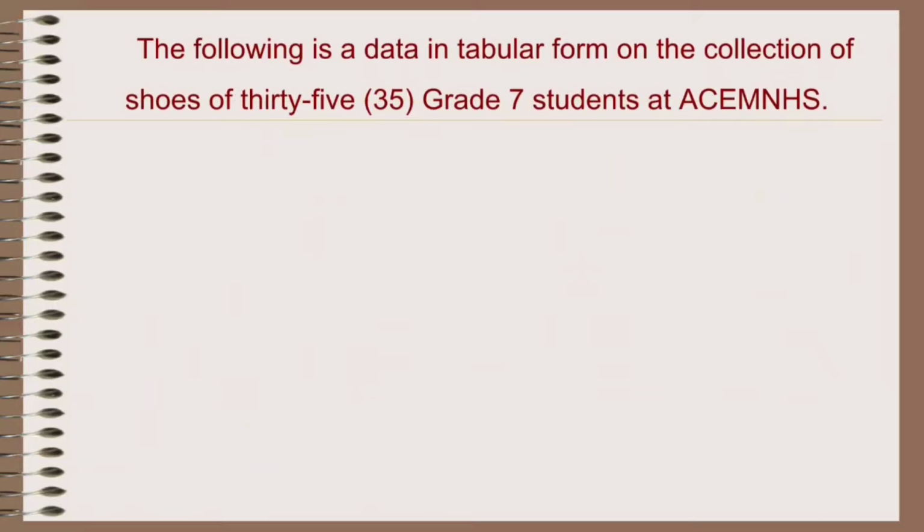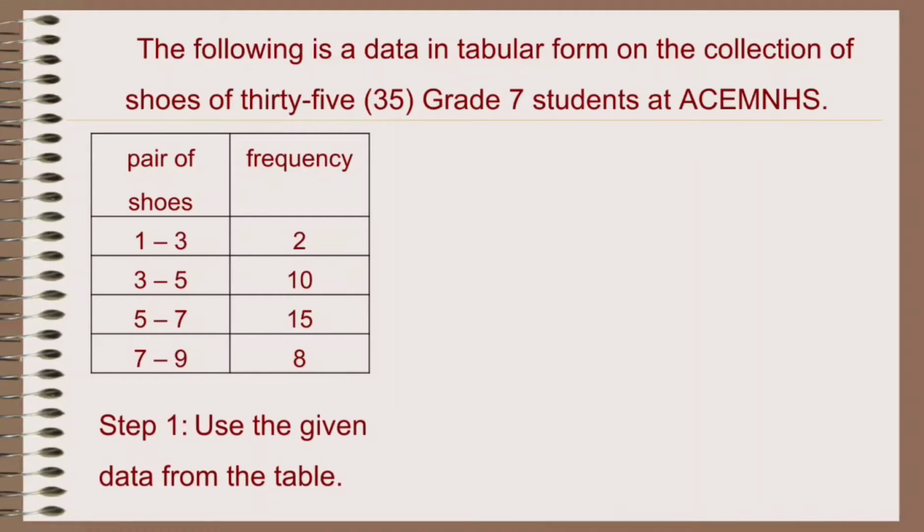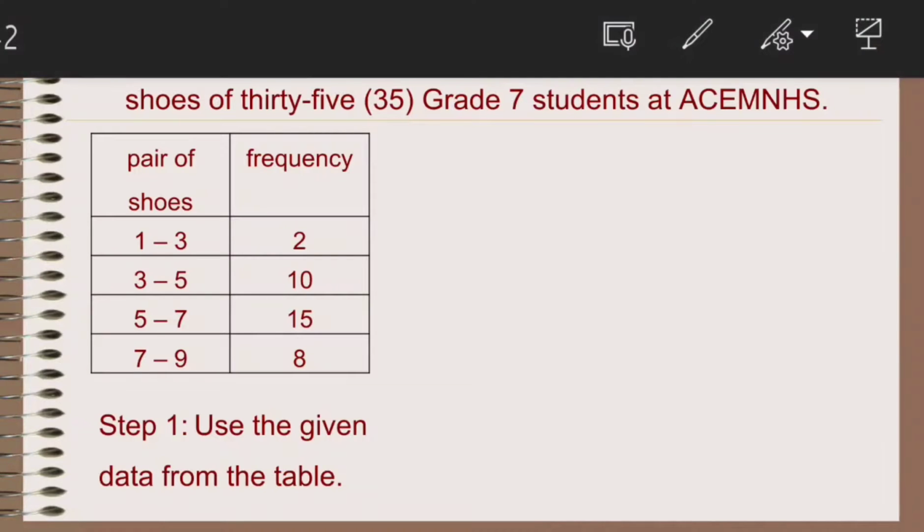So the following is the data in a tabular form on the collection of shoes of 35 grade 7 students at ACE MNHS. So pair of shoes, 1 to 3 pairs of shoes, we have 2; 3 to 5, 10; 5 to 7, 15; then 7 to 9, 8. So there are 35 students. So using the table, use the given data. With 35, let us see: 2 plus 10, 12, plus 15, 27, plus 8, 35. The total is 35. Okay, next.